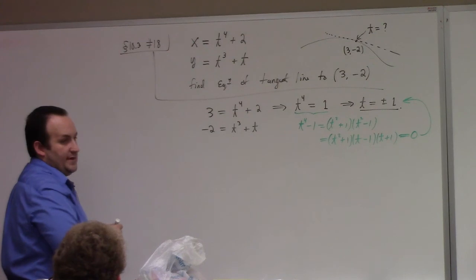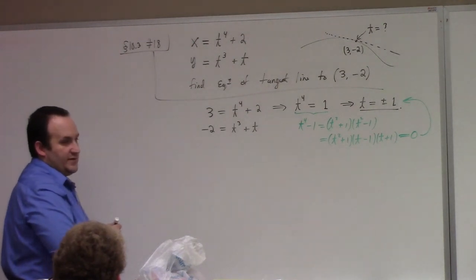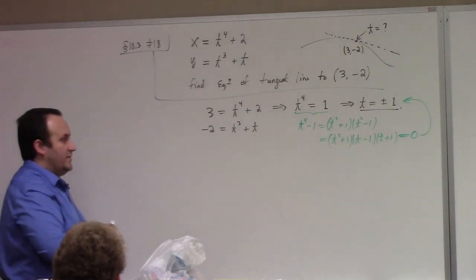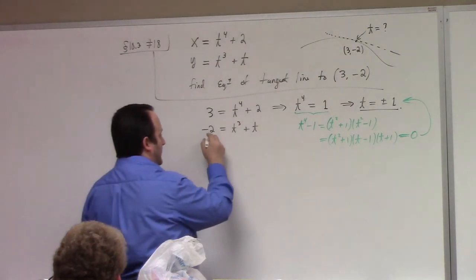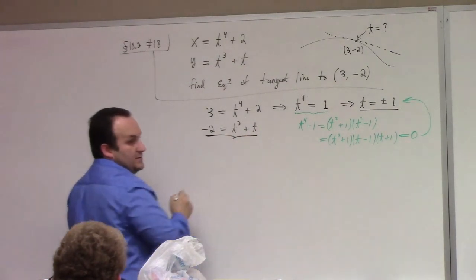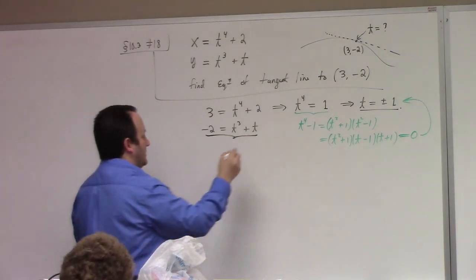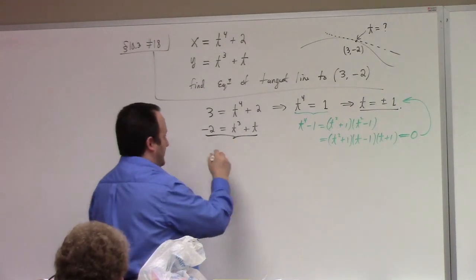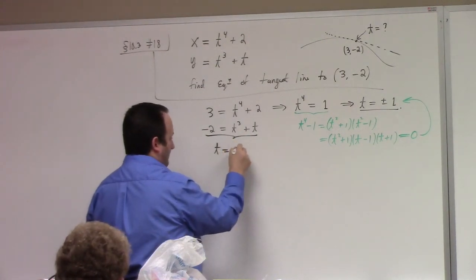Okay, so great, time 1 or minus 1 are possible times. Which one of those works for this one? Because we have to have both of these at once, right? Minus 1? Yeah, exactly. I think t equals minus 1 is what we need.